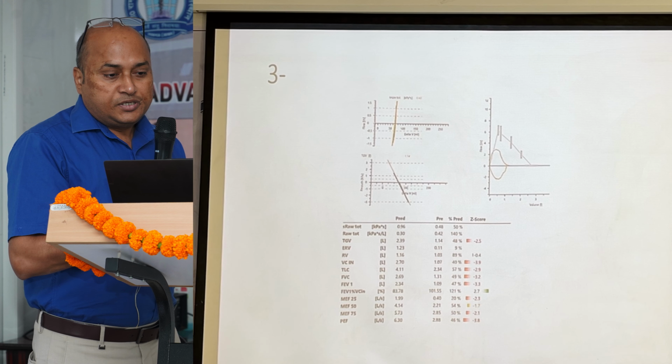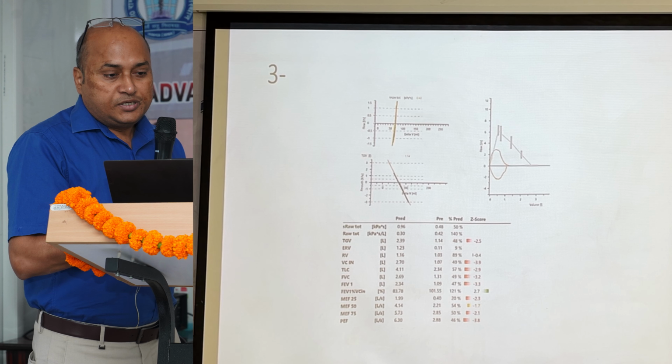Last case, the direction of the curve is the same. It looks like the direction is anti-clockwise. The specific airway resistance and airway resistance are both less than predicted. Residual volume is almost normal, equal to predicted or a little bit less. Total lung capacity is reduced. This again goes in favor of restriction. So by seeing the curve direction and the opening or closing of the loop, we can predict whether the patient has obstructive airway disease or restrictive airway disease.